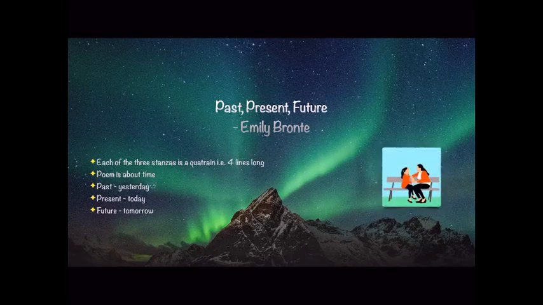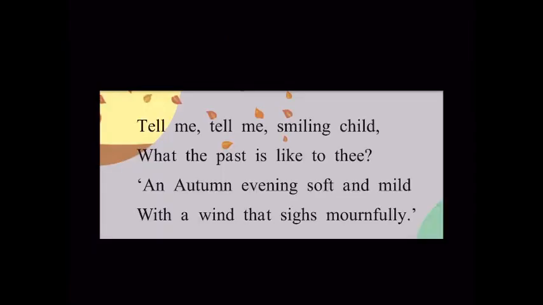The poem is in the form of a dialogue between the poet and a happy child. Now, let us read and try to understand each stanza. Let's start with the first stanza. Tell me, smiling child, what the past is like to thee.